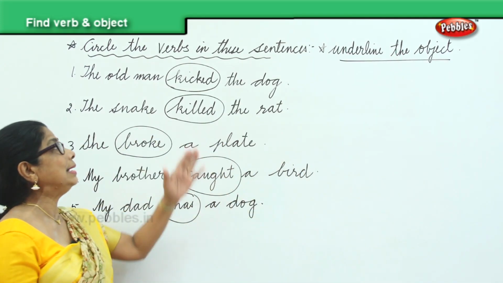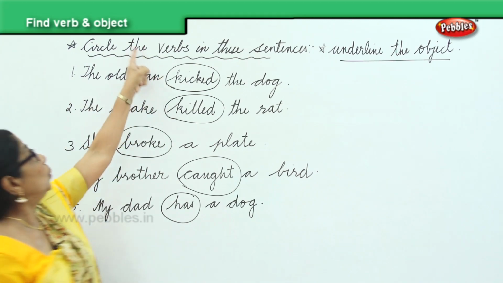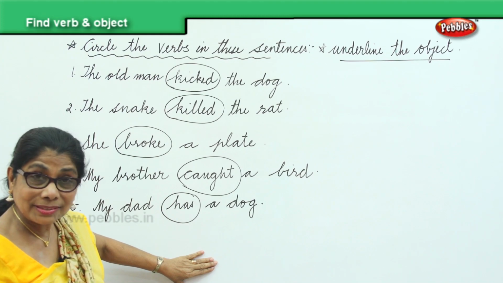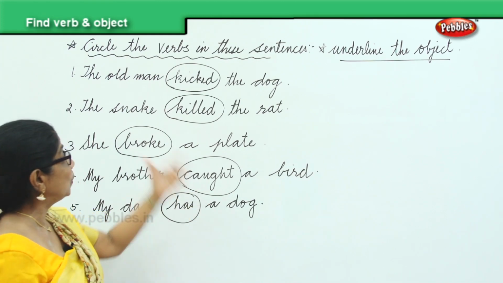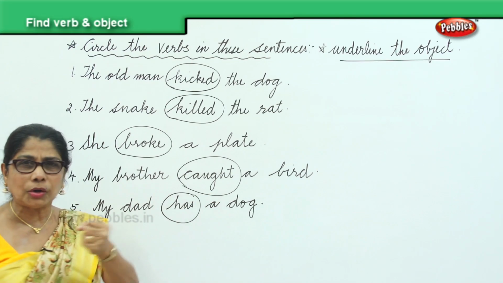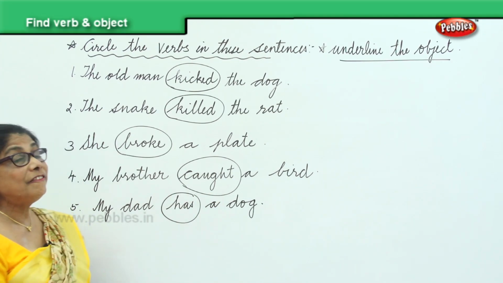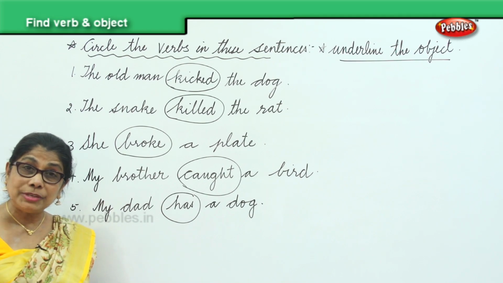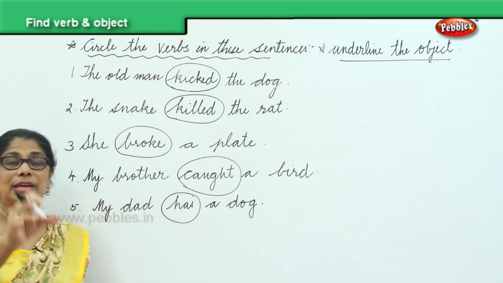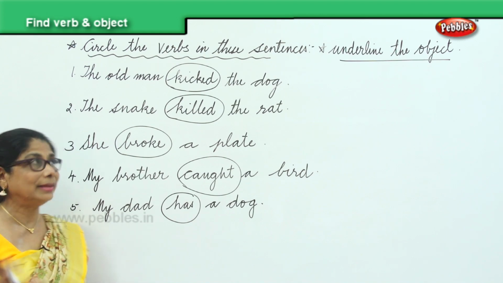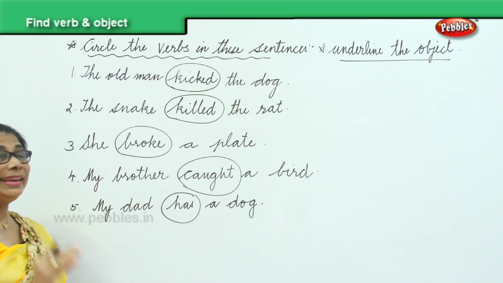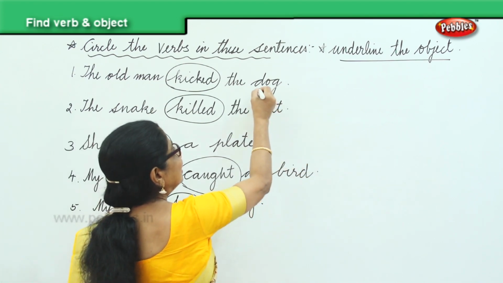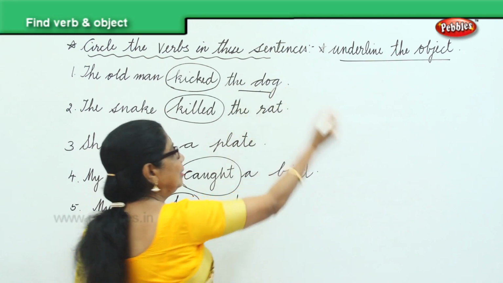We learned a sentence has got a subject. We learned to circle all the verbs. Verbs are action words. What is the action word? Kicked, killed, broke, caught, has. Now, every sentence has an object. The subject does something to an object. What is the object? Here, the old man kicked the dog. Now, what object? Dog. So you underline.